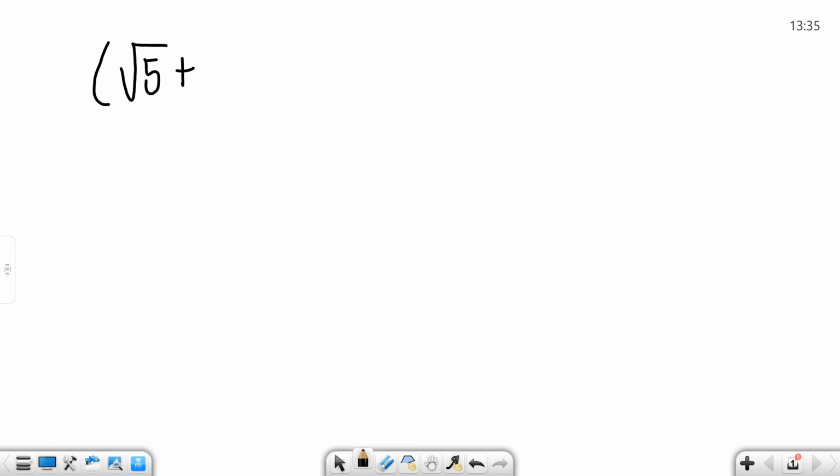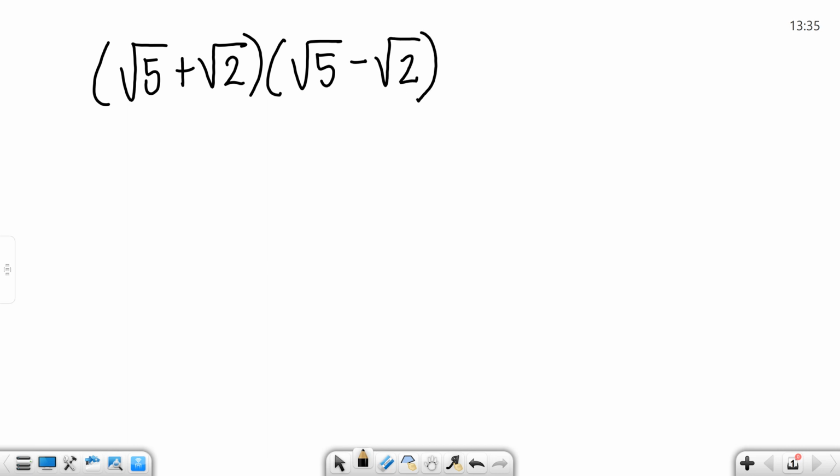All right, let's do another one of those. Very similar. Now some of you may recognize that's a difference of squares. Awesome. I'm going to do the FOIL, do all my distributing just so I can show everyone.